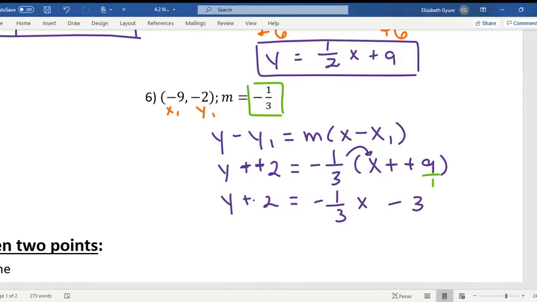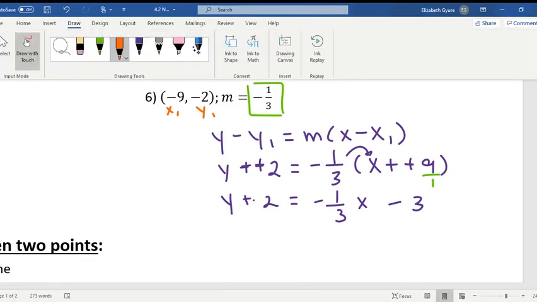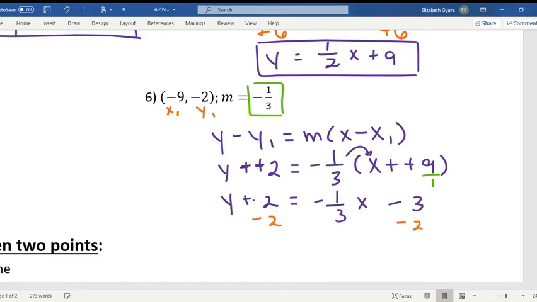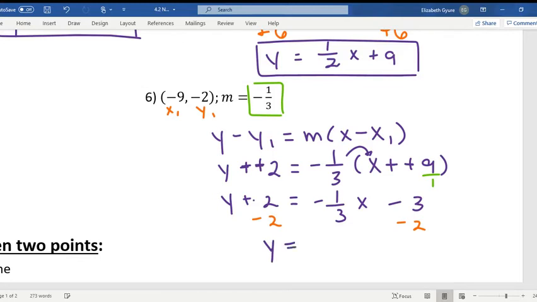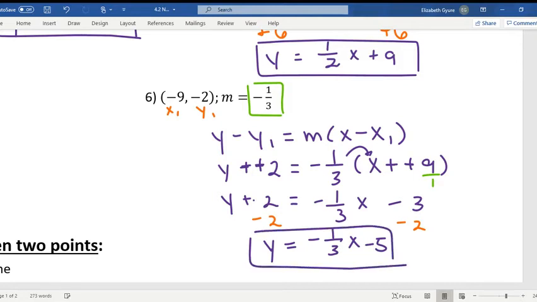All right, and then your final step. Aiden, what's your final step? What needs to move over? The 2. How would we move it? To the right? Add or subtract though? Yeah, we're going to subtract the 2. Good. That is going to give us y equals negative 1/3 x minus 5. Doing great.